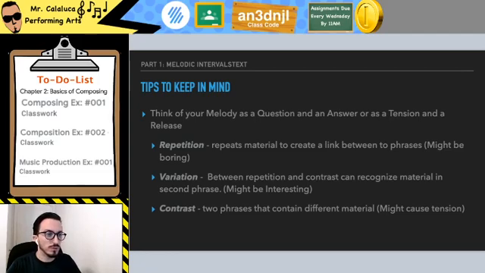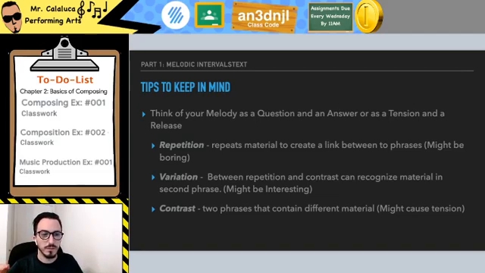And contrast, two phrases that are completely different. It might cause tension, whereas repetition might be boring. A lot of you guys were thinking in your melodies about the contrasting idea that you have to keep going, and then end it. Okay, not necessarily. You don't have to do that. You can create your melodies with repetition or variation. It doesn't have to be a whole long thing. Now with that, you guys are going to complete your exercise 1.